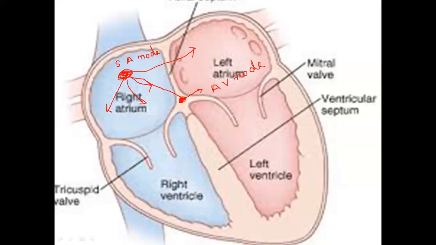Now, through this AV node, the AV bundle arises. This AV bundle passes from the atrium into the ventricle. These are called the AV bundle. They are also known as the bundle of His, after the name of the scientist who discovered them.